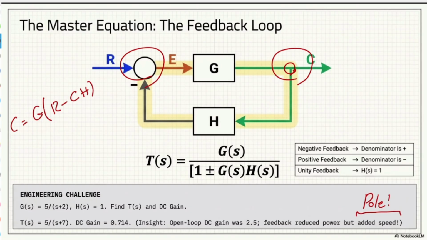So the master equation that we all know, we saw it so many times, is about the feedback loop. As you can see, R is my input, E is my error, and I have the negative feedback. With negative feedback, my main formula, the transfer function of the whole system, equals G(s) divided by 1 plus G(s) times H(s). What is that going to be?